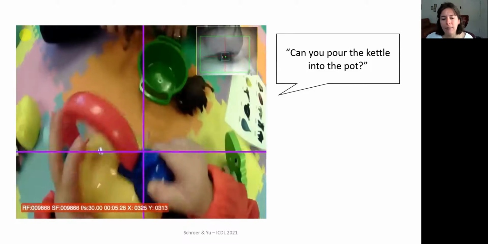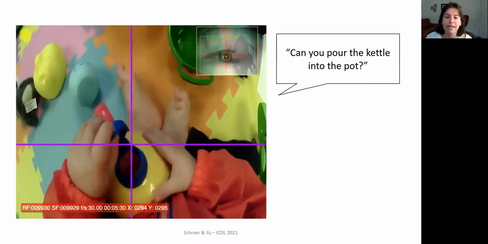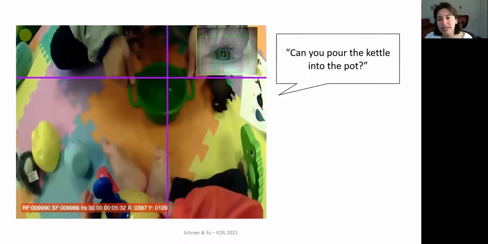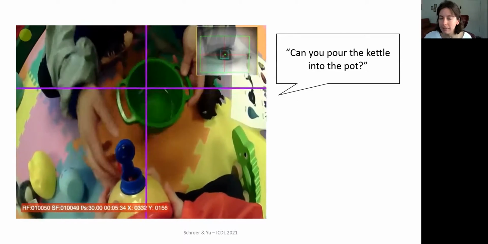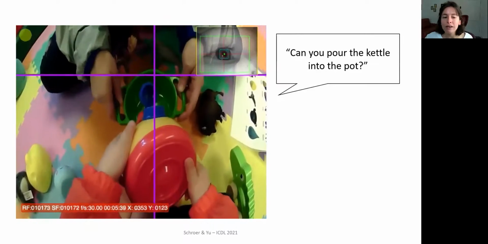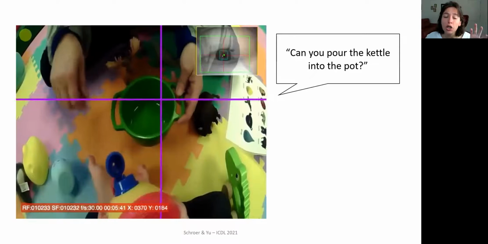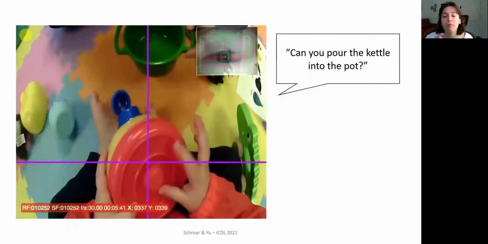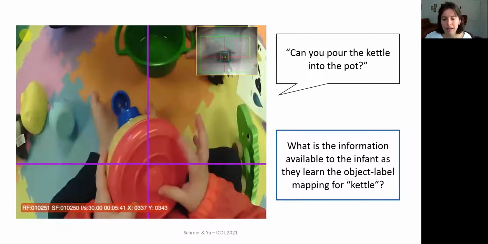During this clip, the mom is talking about the kettle and the pot. And at one point she says, "Can you pour the kettle into the pot?" So she's labeling the kettle as well as the pot. But the important thing to know about this infant is that they learned the label for kettle, but not for pot. And so my research is trying to understand the information that's available to the infant so that they can learn the mapping for kettle, but they didn't learn the mapping for pot.